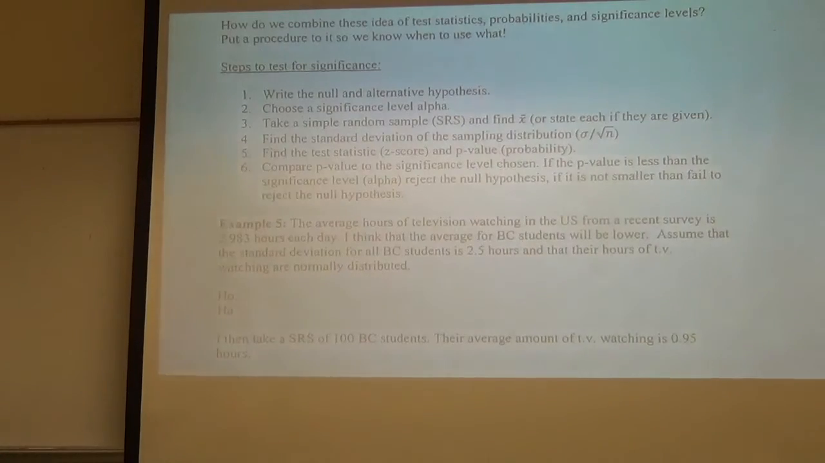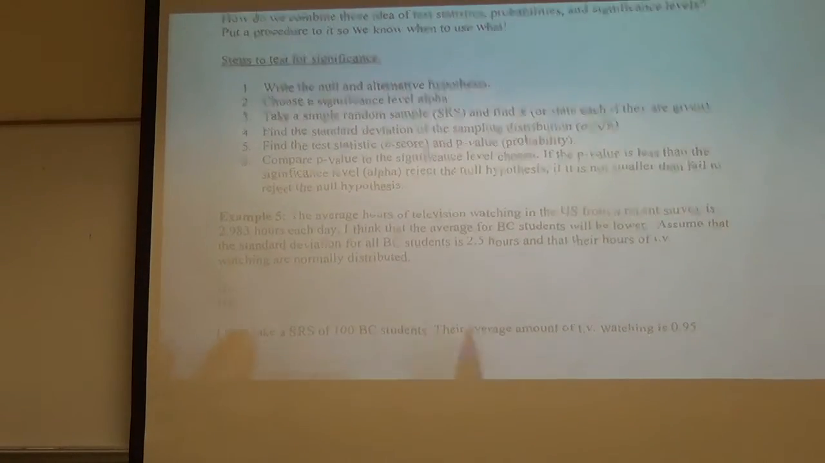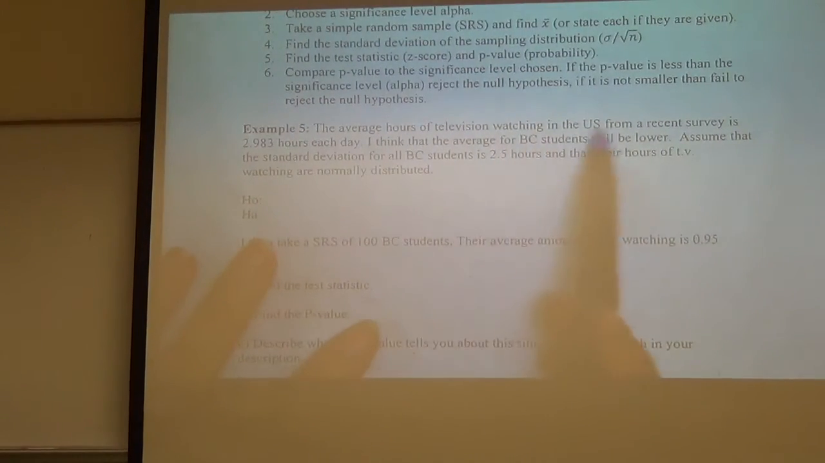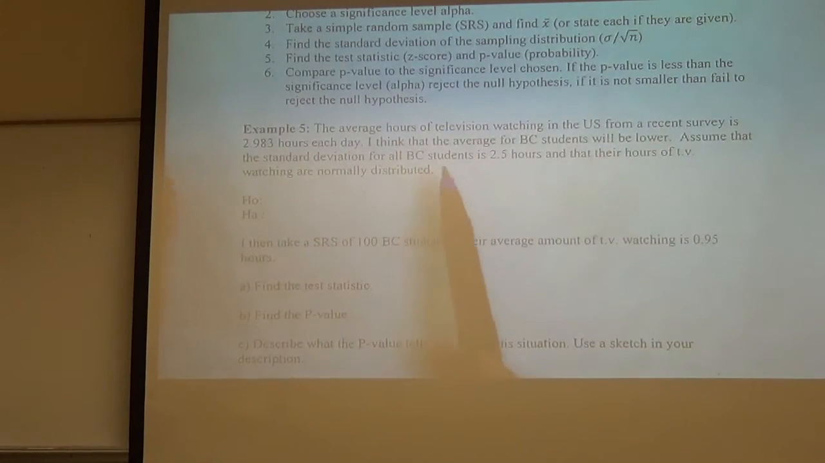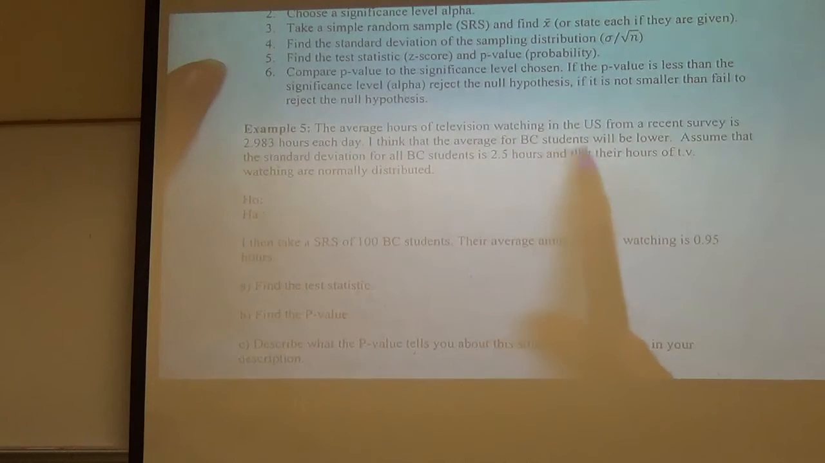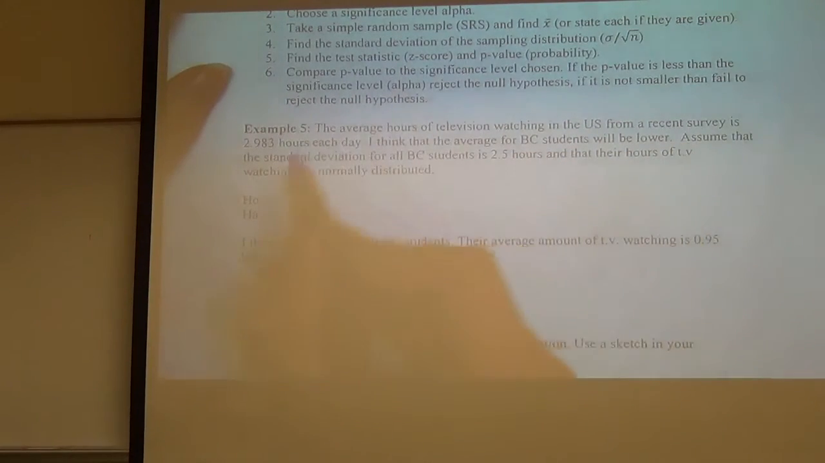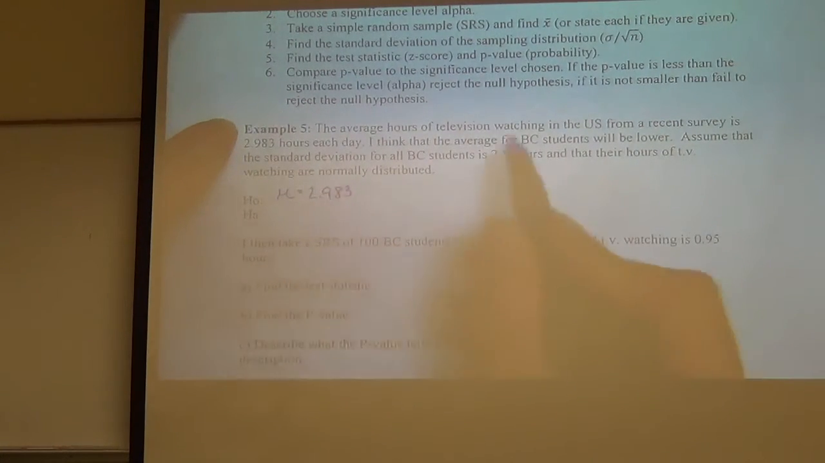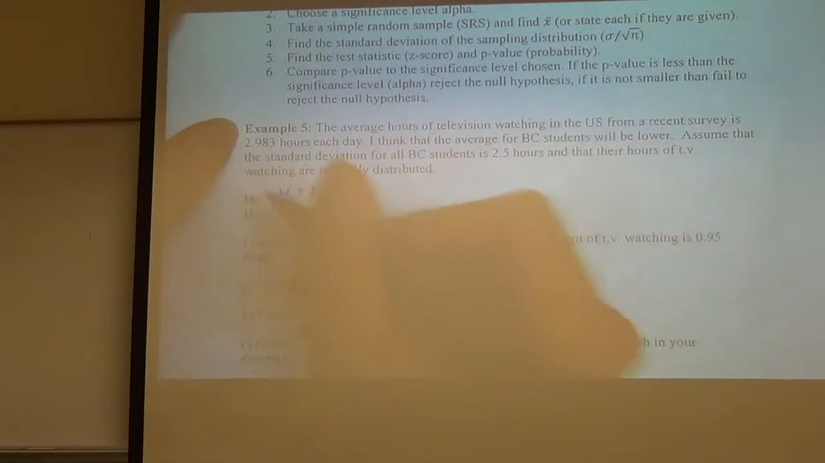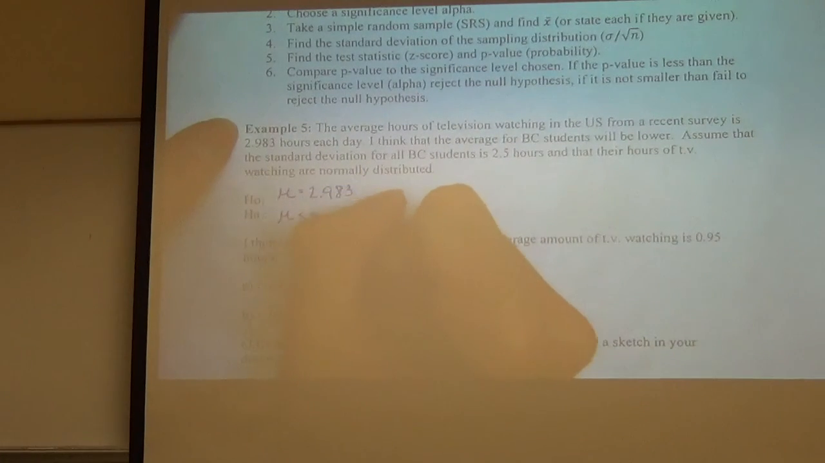Okay, so example 5 says, the average hours of television watching in the US from a recent survey is 2.983 hours each day. I think that the average for BC students will be lower. First, making our hypotheses. We're hypothesizing the average is 2.983 hours. We're given that. We think the average for BC students is lower, so we're looking at something lower than this.